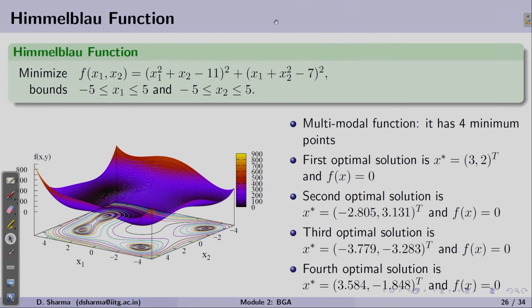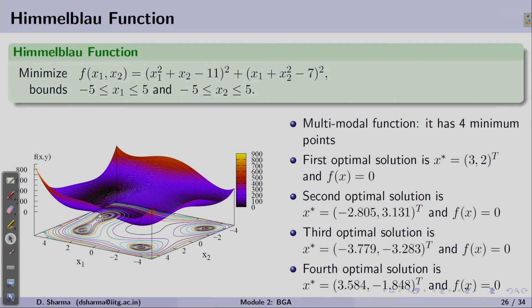Let us move to the second problem, which is the Himmelblau function. This Himmelblau function is made of two variables. Now from the equations you can find that this is a nonlinear function. The values of x1 and x2 lie between -5 and +5. So let us look at the Himmelblau function.